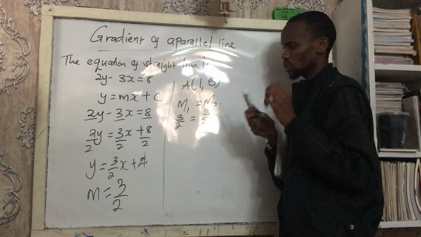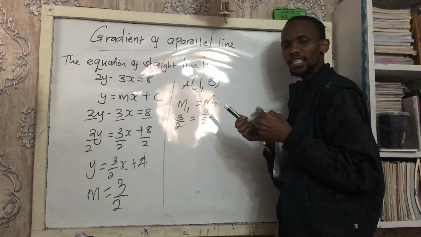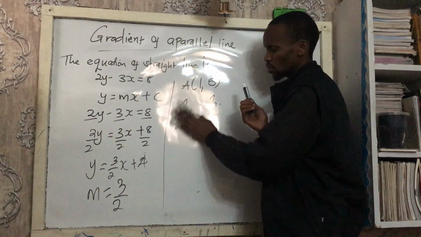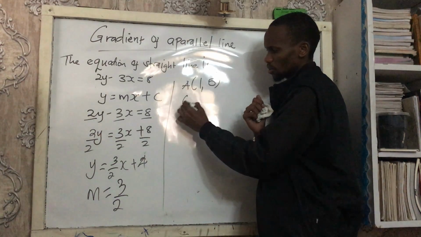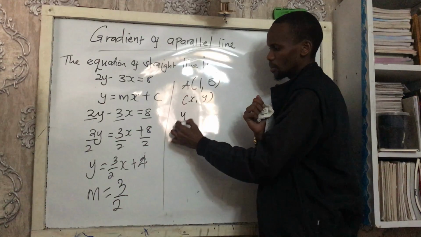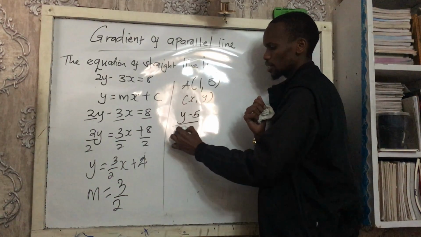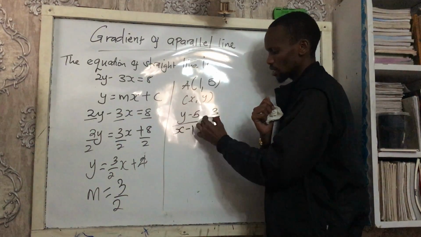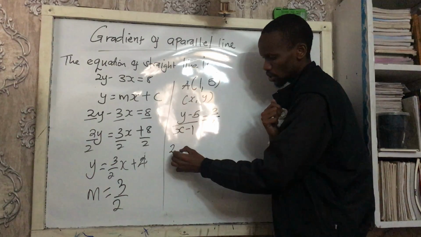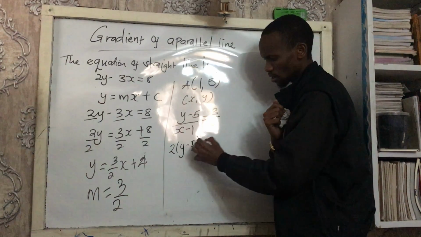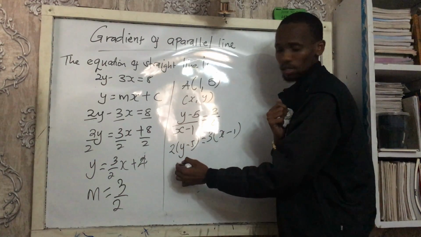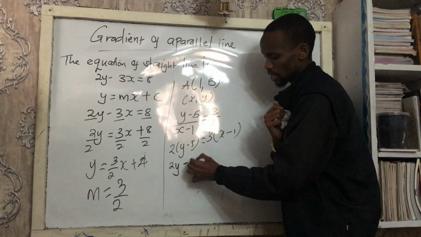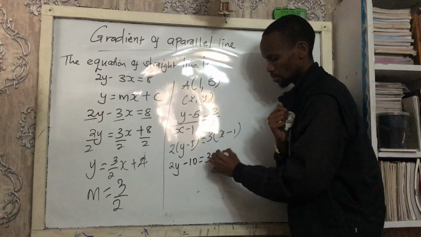So we have found the gradient of the parallel line, 3 over 2. But they want the equation. So can we get the equation? Having a gradient and one point, we can get it by taking x, y and saying y minus 5 over x minus 1 equals 3 over 2. Cross multiply: 2 into bracket y minus 5 equals 3 into bracket x minus 1. 2 times y is 2y minus 10 equals 3x minus 3.